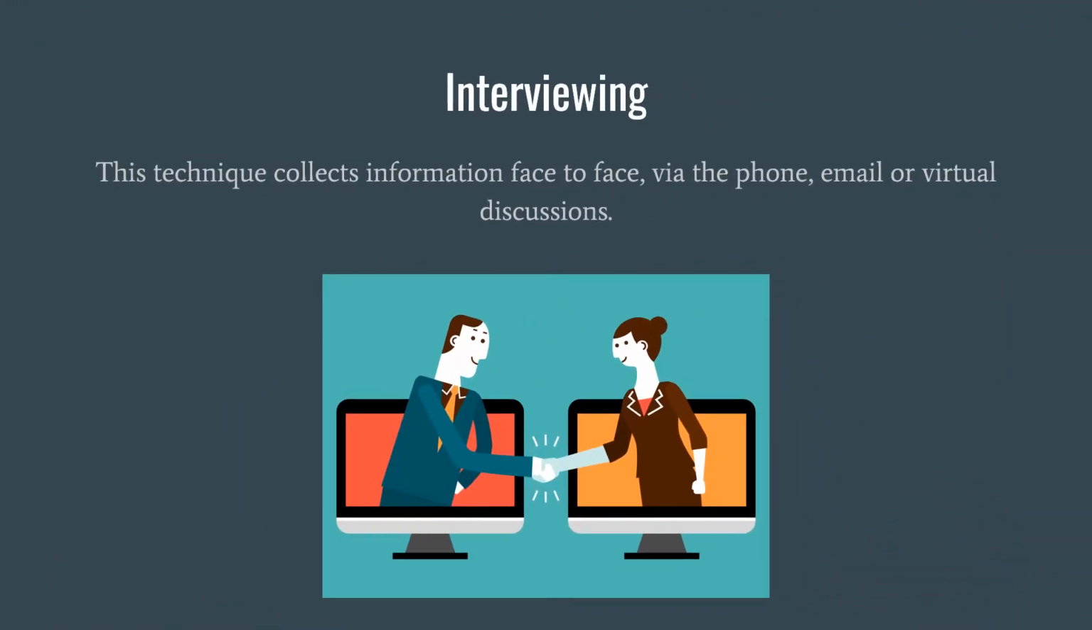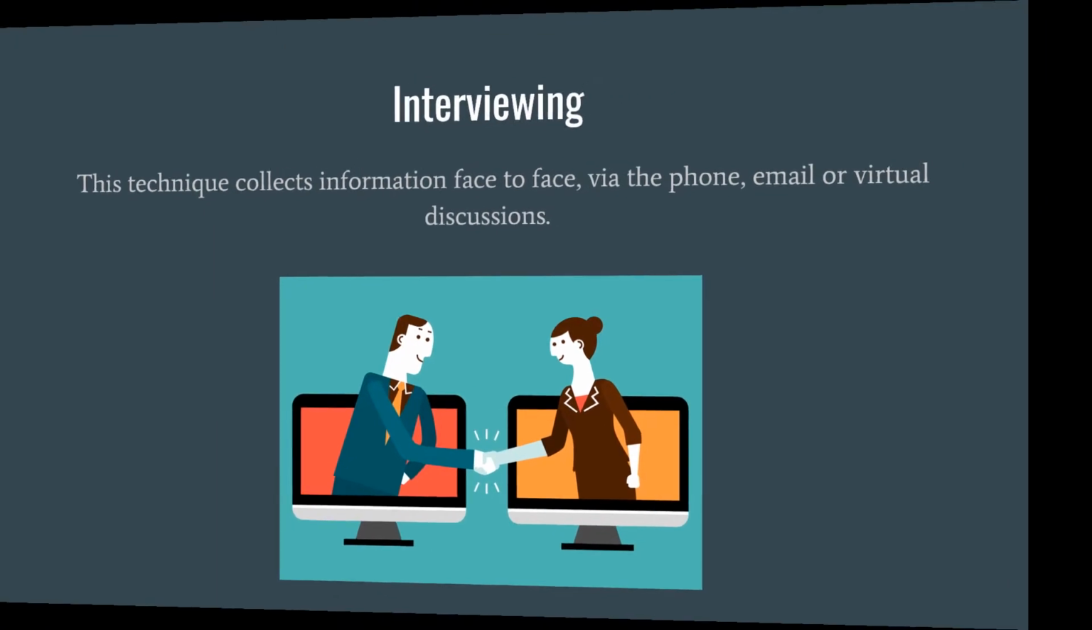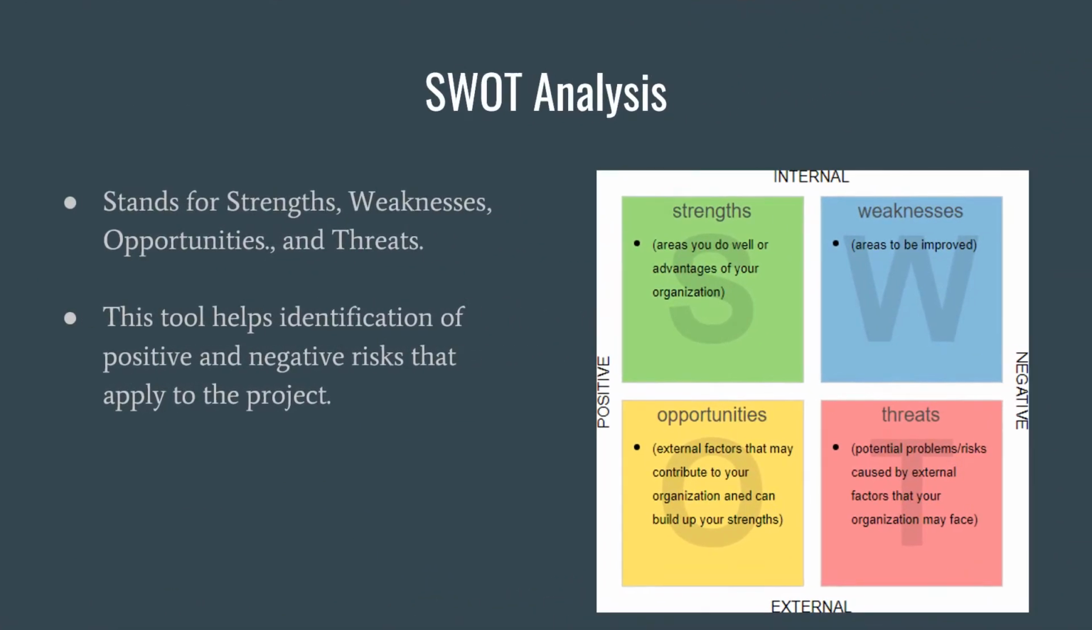The third technique for identifying risks is interviewing. This technique collects information face to face, via phone, email, or virtual discussions. The final technique for identifying risks is SWOT analysis. This analysis stands for Strength, Weakness, Opportunities, and Threats. This tool helps the identification of positive and negative risks that apply to a project.